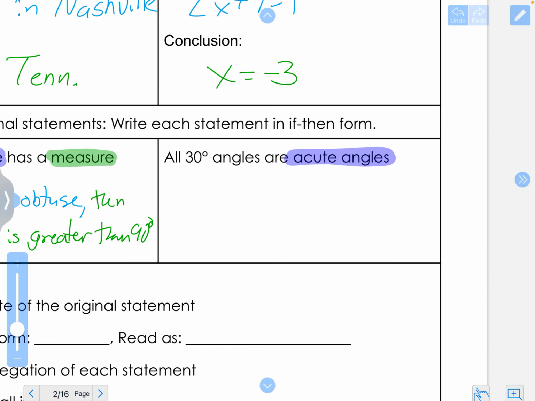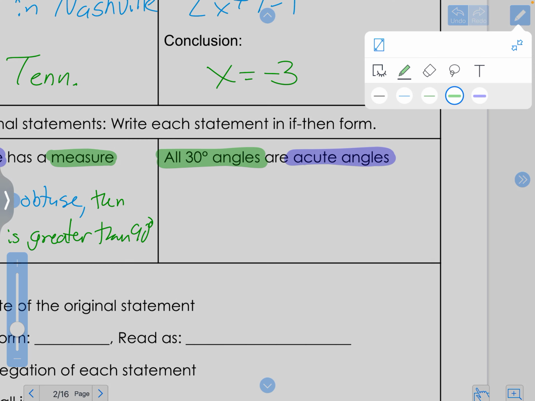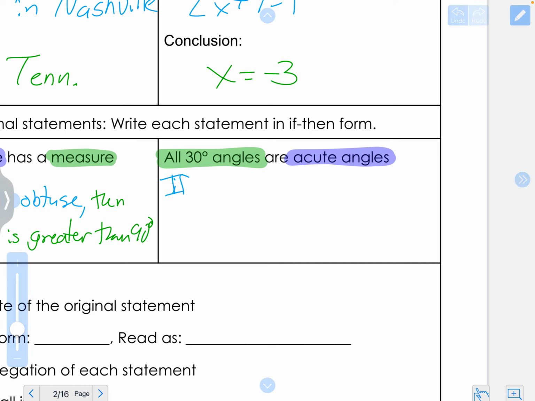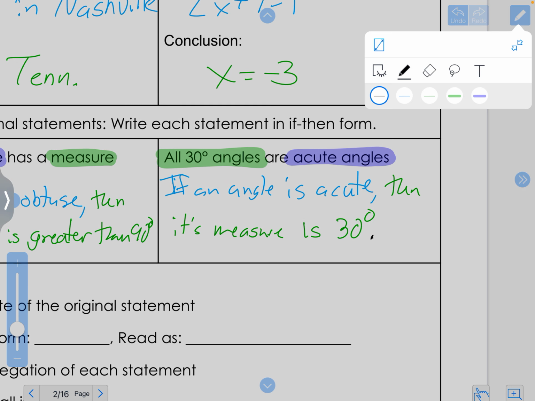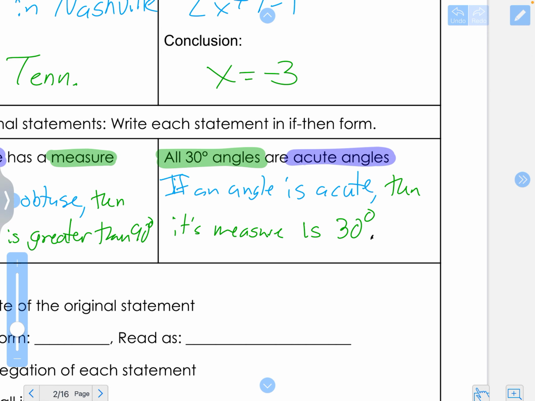In this statement, acute angles is my vocab word, and 30 degrees is my definition. So if, let me capitalize that, an angle is acute, comma, then its measure is 30 degrees. This is how we write it. But if we analyze this, is it a true statement? Are all acute angles 30 degrees? The answer is no, this would not be true. We're going to talk about that more later, but if that's the statement we're given, that's how we write that conditional statement.